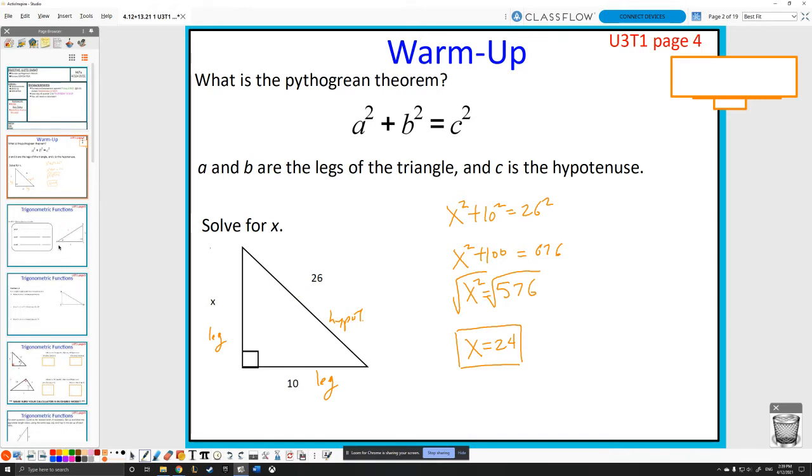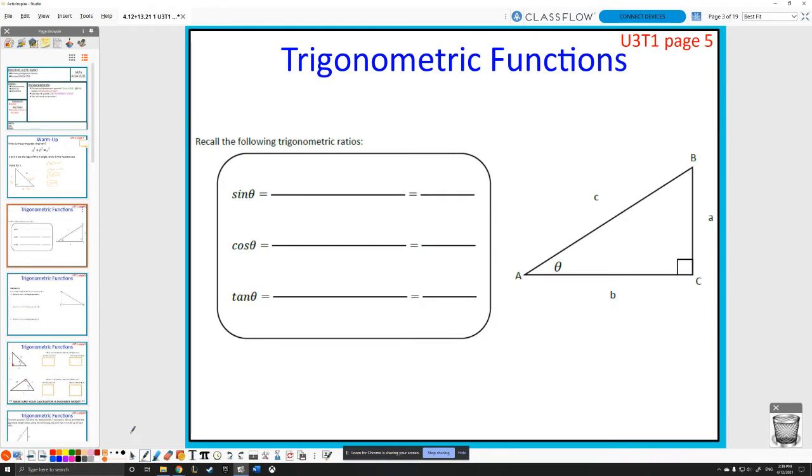Now, if you don't remember, SOHCAHTOA is just an acronym to help us remember what each trig function tells us. So for example, sine is opposite over hypotenuse. Cosine is adjacent over hypotenuse. Tangent is opposite over adjacent.